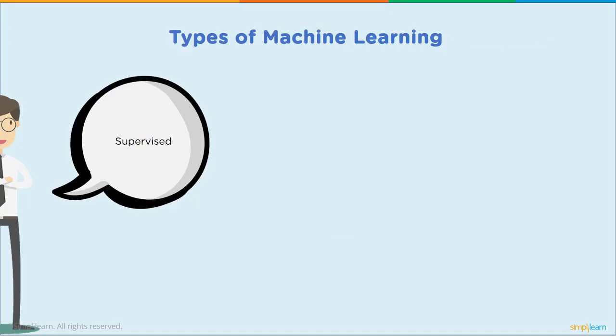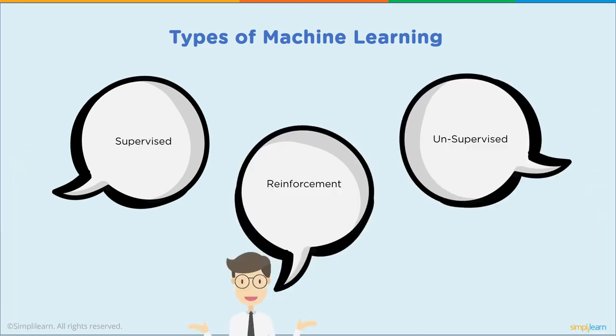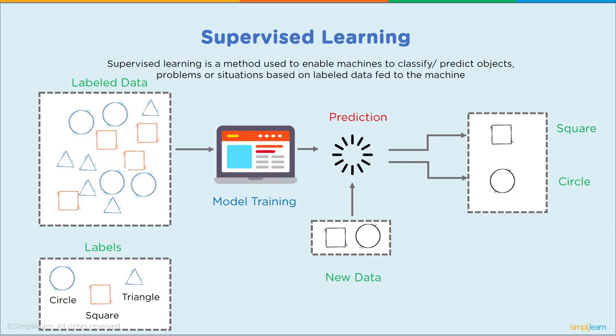And these last few bring us into the next topic, which is another way of dividing our types of machine learning, and that is with supervised, unsupervised, and reinforcement learning. Supervised learning is a method used to enable machines to classify, predict objects, problems, or situations based on labeled data fed to the machine. And in here you see we have a jumble of data with circles, triangles, and squares, and we label them.